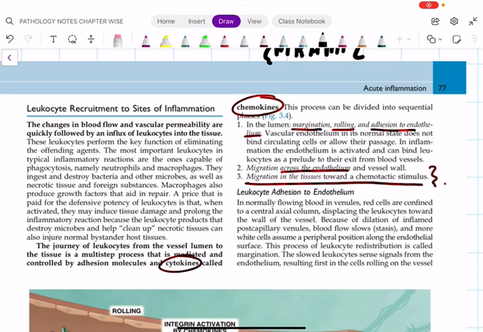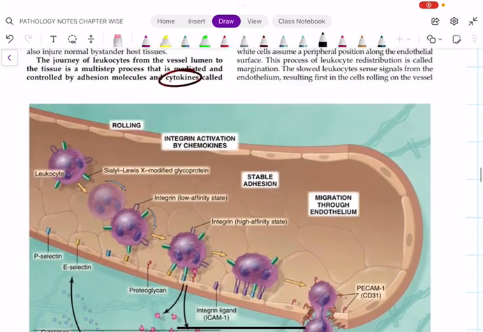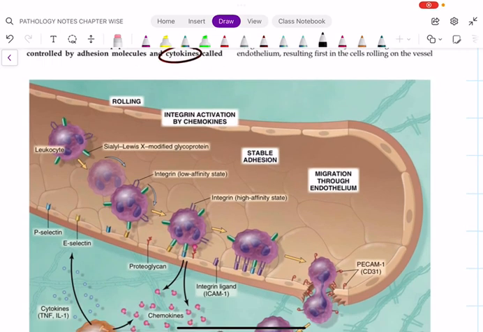Each of these processes we are going to see. First one is, what is margination? Margination means the leukocytes present in the center will reach the periphery. That is what we call margination. Once margination happens, we can go for this picture.